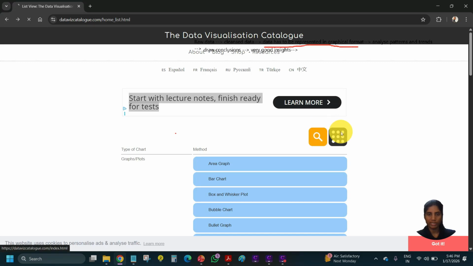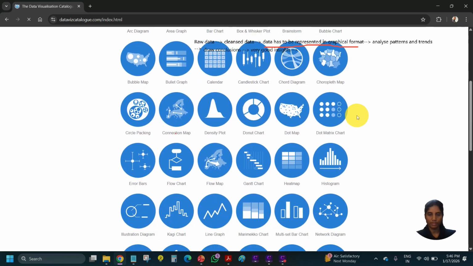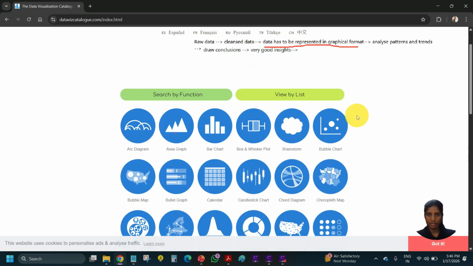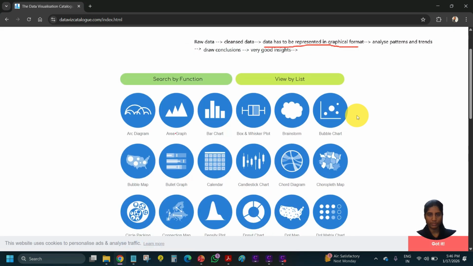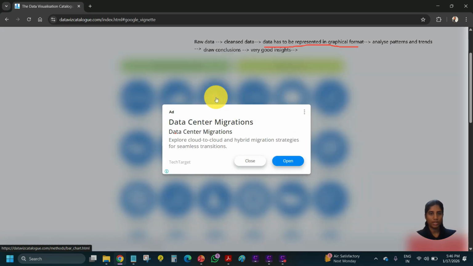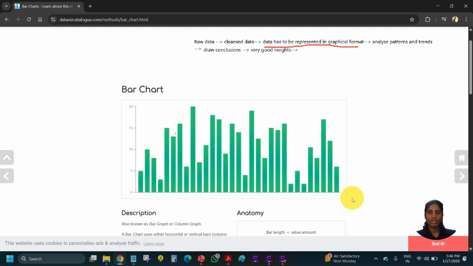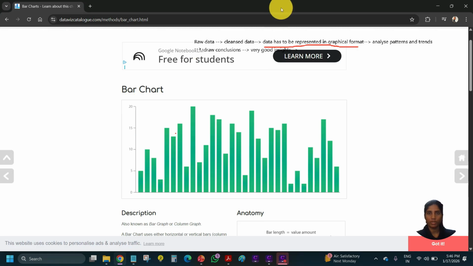In a grid view, you can see there are many types of charts. In your free time, you can go through them one by one. For today's session, I'll explain some types of charts. If I pick the bar chart, this is how a bar chart looks. It is a two-dimension chart, where one is X and one is Y.